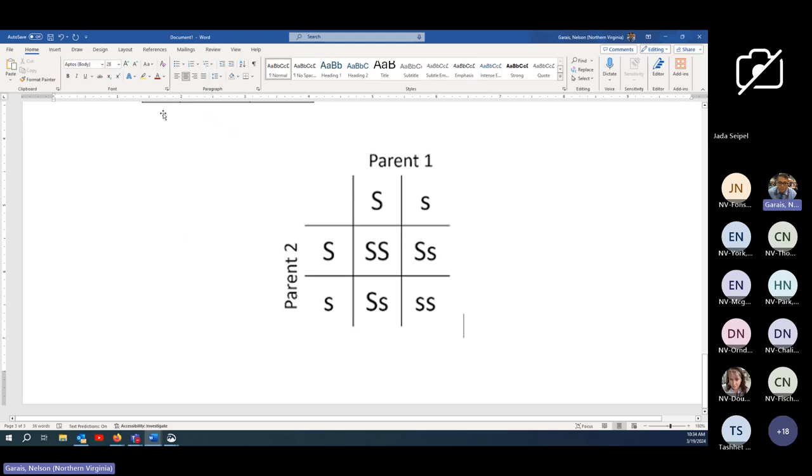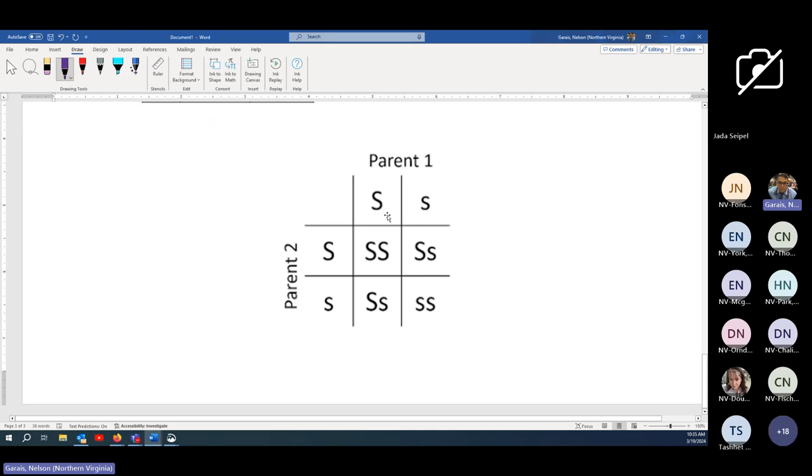So this is sickle cell. And sickle cell is, let's figure it out. So the first thing I have to ask myself, what is the genotype of dad? So that's capital S, lowercase s. So dad is what? Heterozygous. What's the genotype of mom? Mom has a capital S and a lowercase s. So mom is what? Heterozygous. Okay.